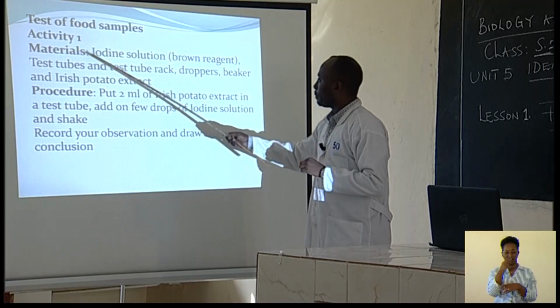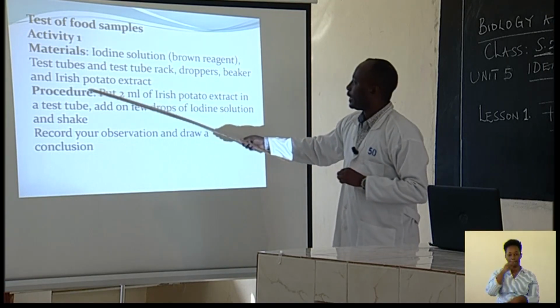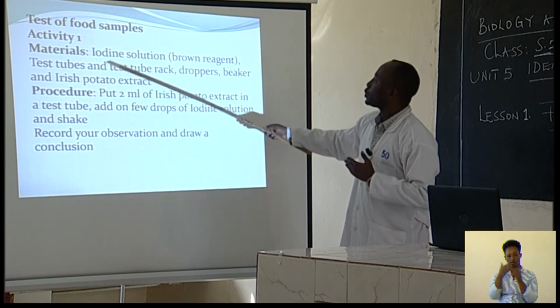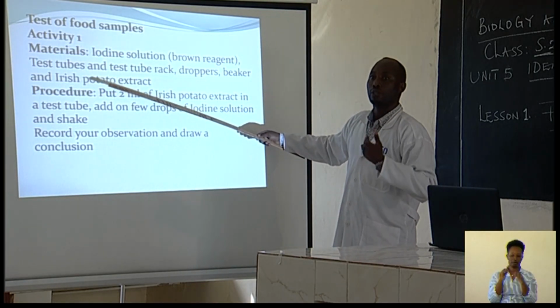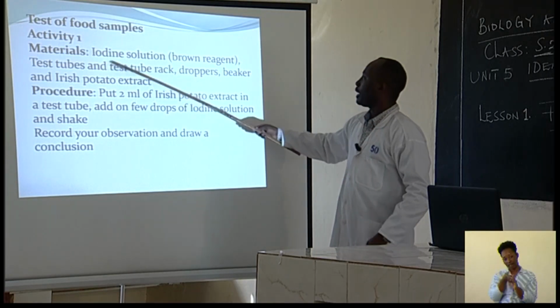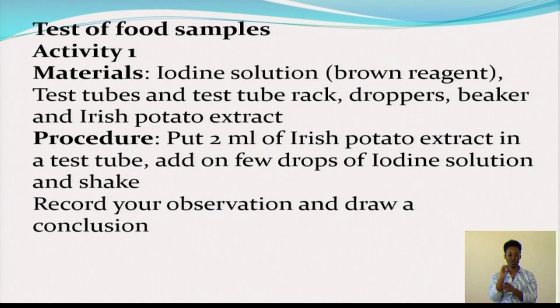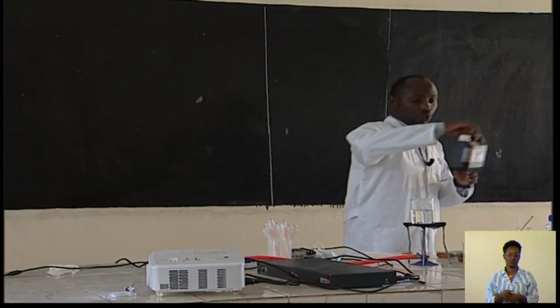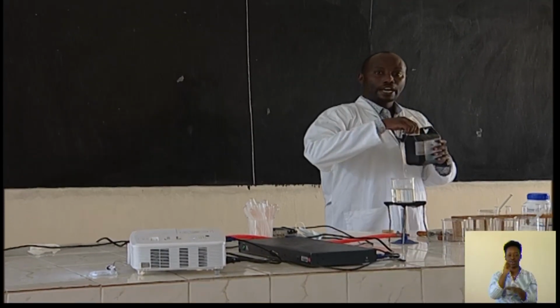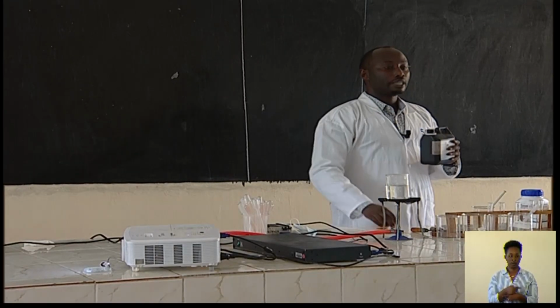And here are the materials. And here are the procedures. We are going to follow the procedures, and we test our food, whether the food contains starch. The one chemical that can be used to test the presence of starch in a food sample is the iodine solution. Student, I know some of you have never seen an iodine solution. I have an iodine solution. I'm going to show you the iodine solution. The iodine solution is brown in color.